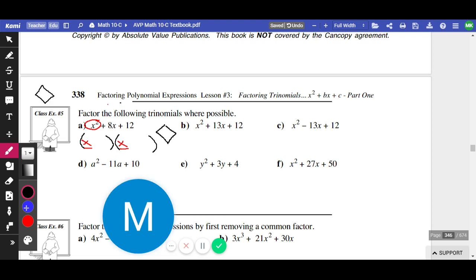On the top of the diamond is your A value times your C value. People are like, what's A and C, right? These are coefficients from your trinomial. When you look at a trinomial, it's going to be in this form: Ax squared plus bx plus c.